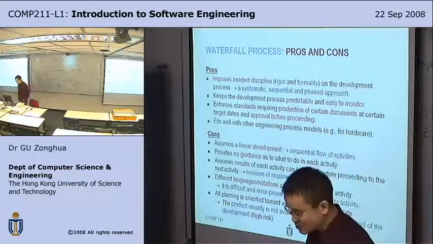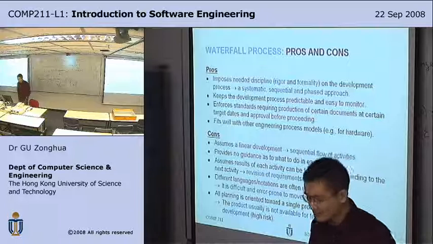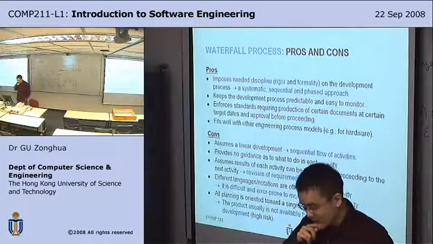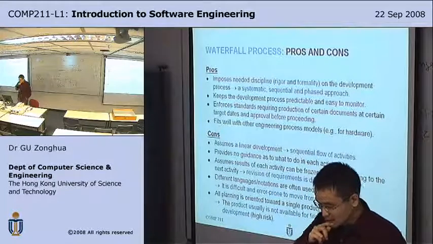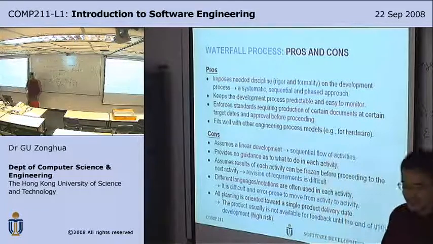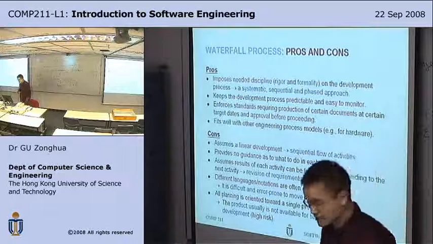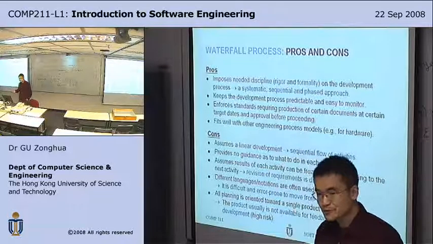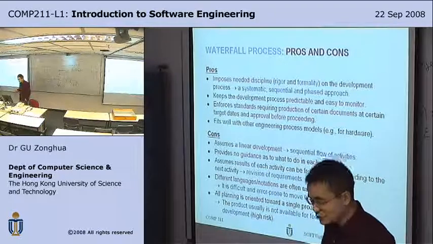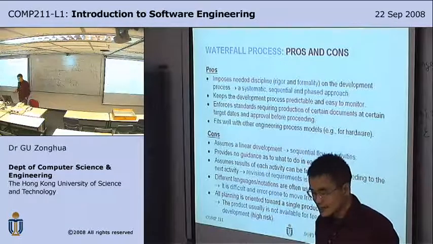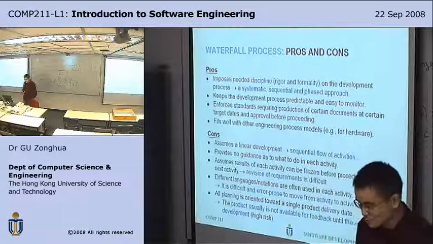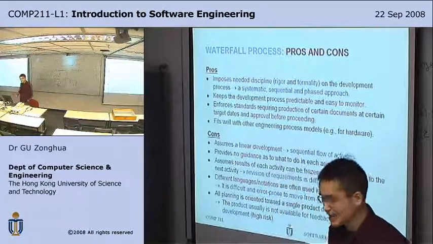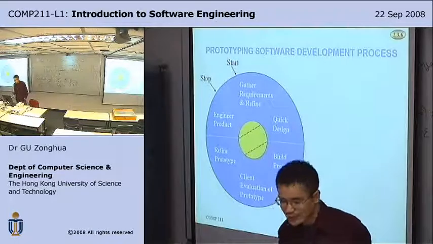Cons are that it assumes a linear development process. Linear means that it flows one way, and because you don't have any intermediate deliveries, the whole development process is not visible to the client. It's visible to the developers, but clients only see the final product, which makes the process risky because you don't have feedback until the end. So prototyping tries to fix that.